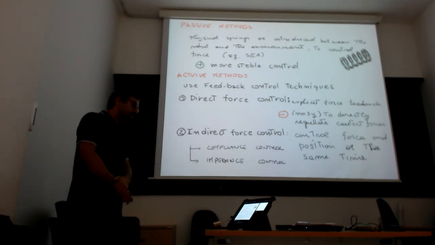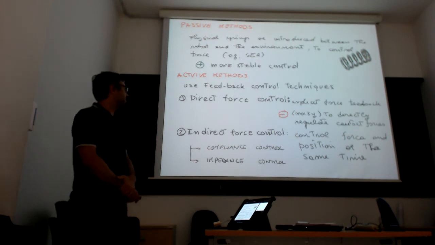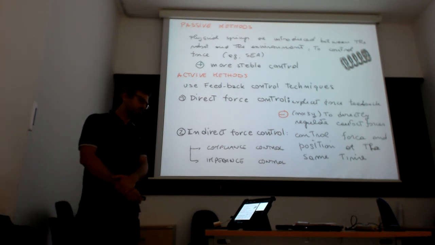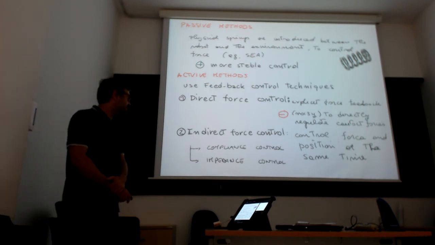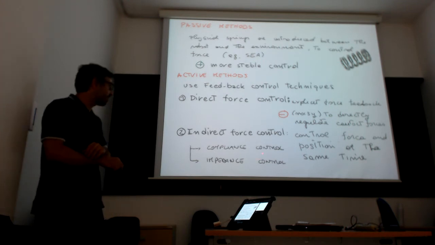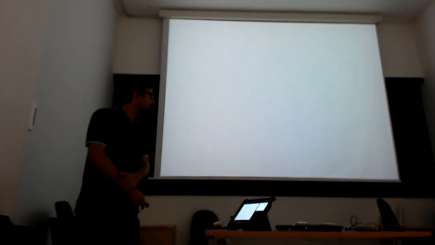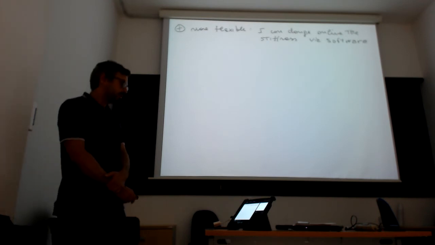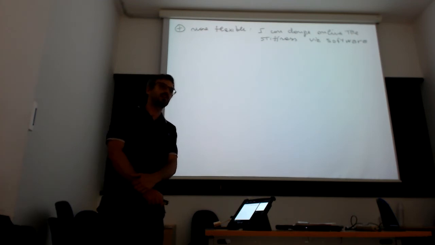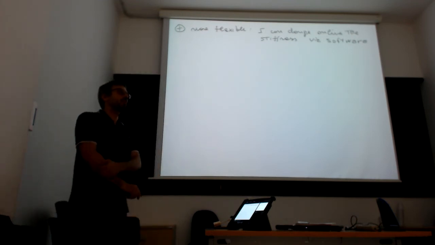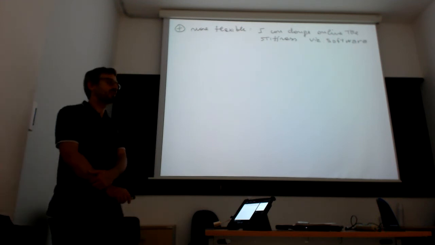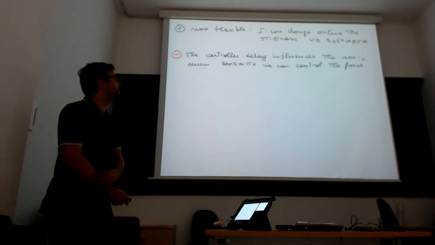The other big group is indirect force control, where people try to control both the force and the position at the same time. In this big group fall the approaches of compliance control and impedance control. These approaches are more flexible than the passive case because you can change the stiffness actively online via software. So I can stiffen my arm in a few milliseconds and soften it whenever I get in contact for some reason.